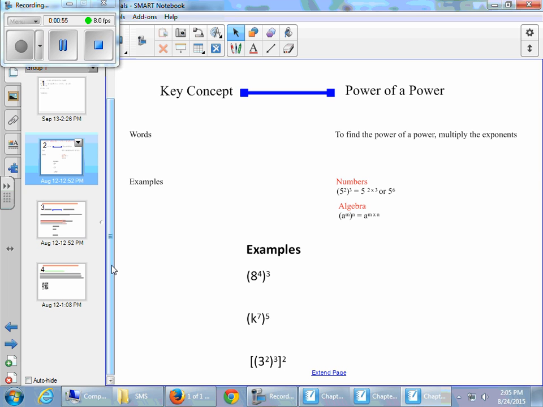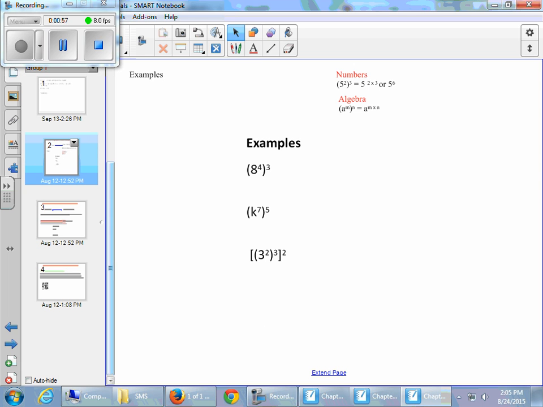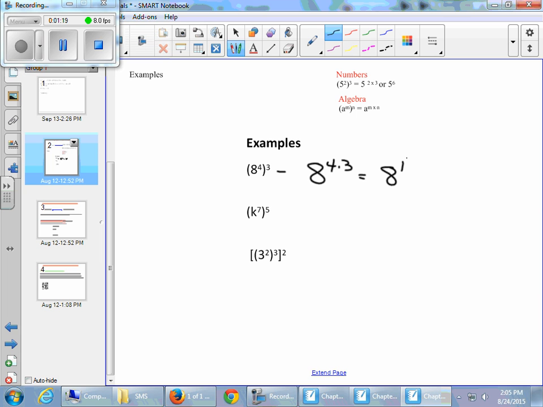Okay, let's put that in examples so we can start learning power of a power. First example shows us 8 to the 4th, all to the third power. Our base 8 stays the same. That's the only base we have there. We take 4 times 3, which is 12, so 8 to the 12th power. That's all we need to be doing right there.